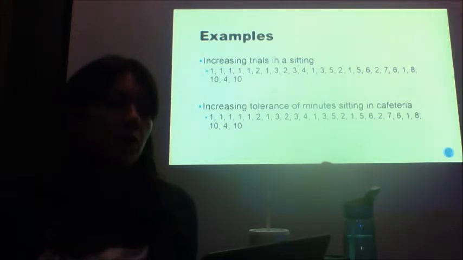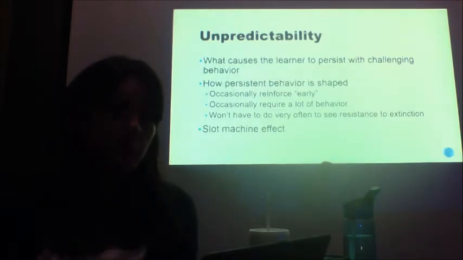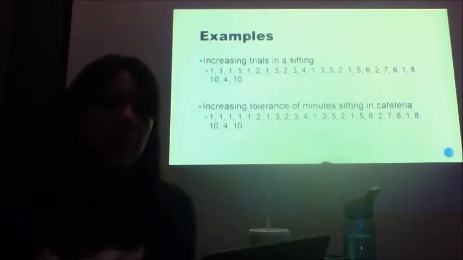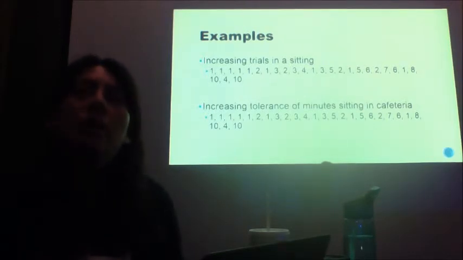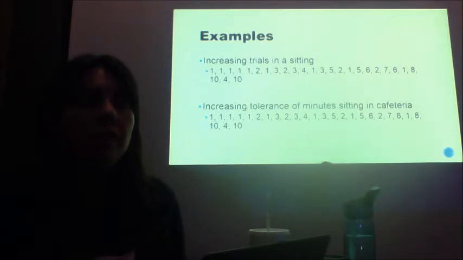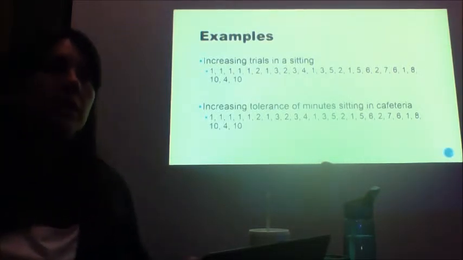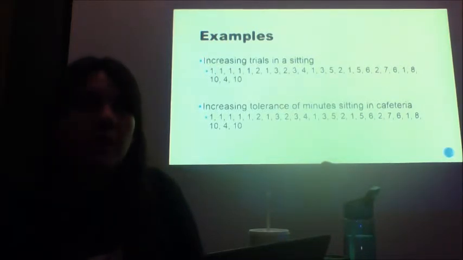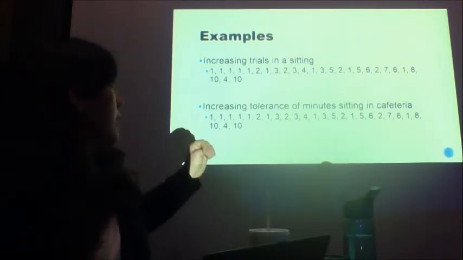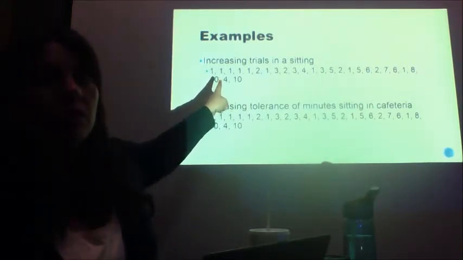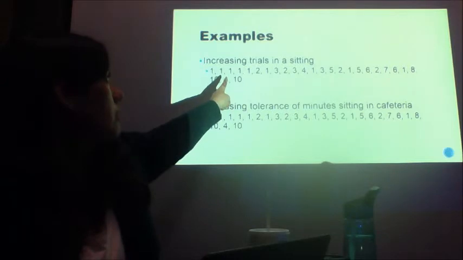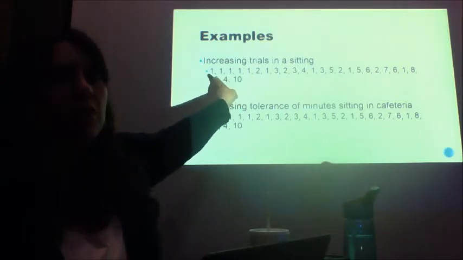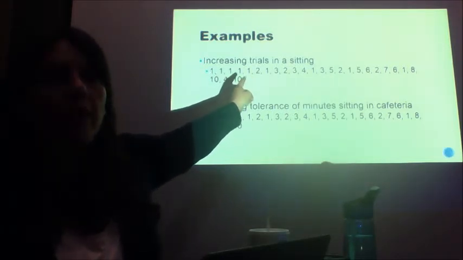So when you do move, you want to keep it unpredictable. And so these are some examples. Say you have a kid who you're trying to reinforce. You don't even really care too awfully much about correct versus incorrect yet because they're having a really hard time sitting through trials at the table. You just want them to sit and participate and at least try. So you might start with one trial, reinforcement, 2 trials, 3 trials. Right here, what type of schedule is that with the 1-1-1-1-1?